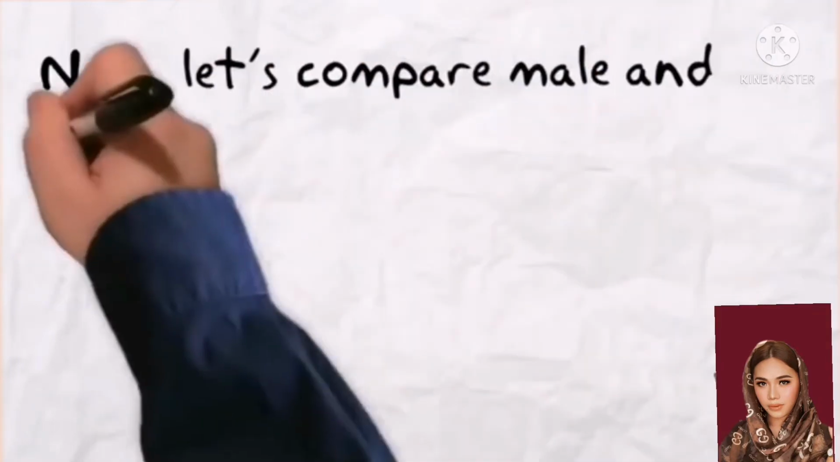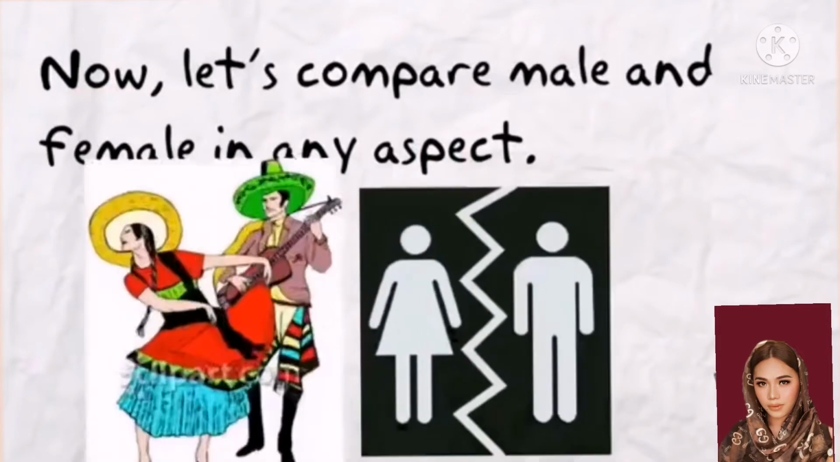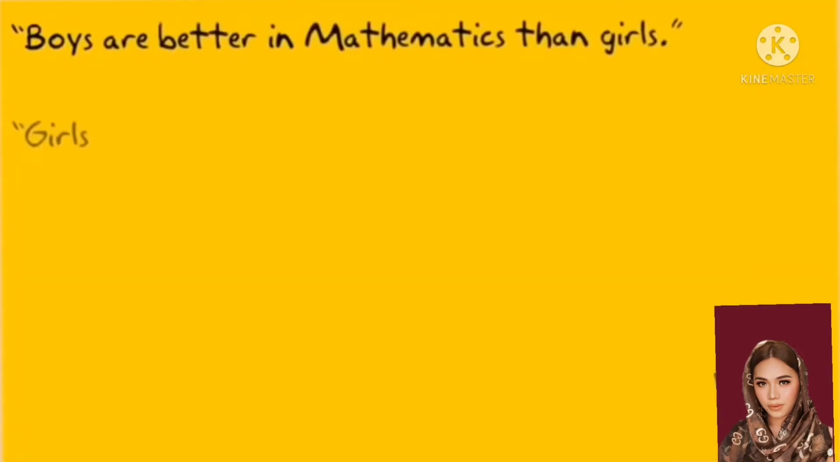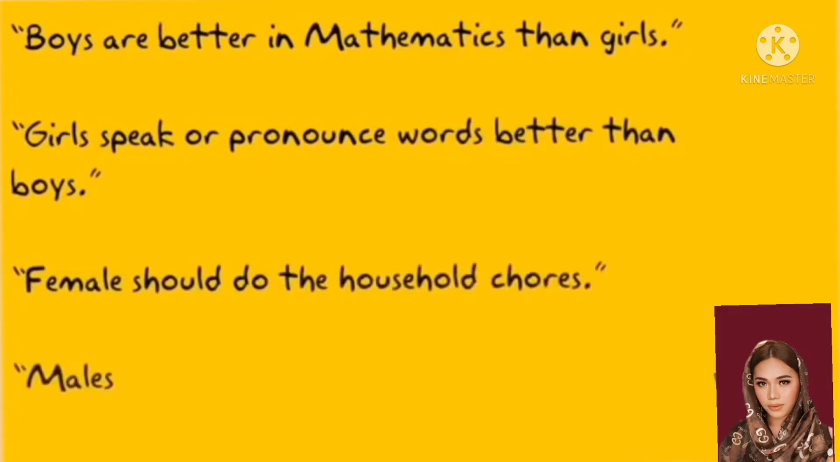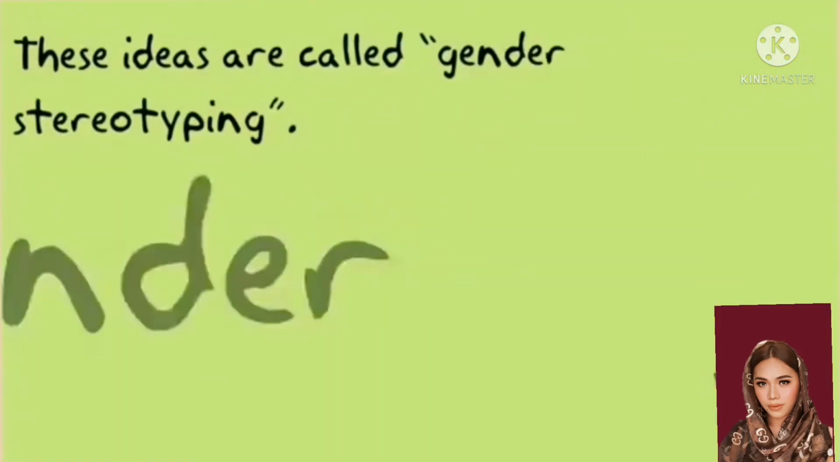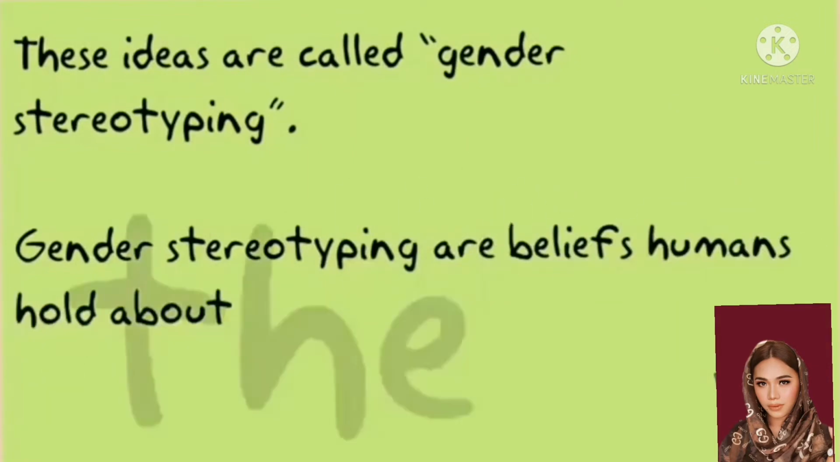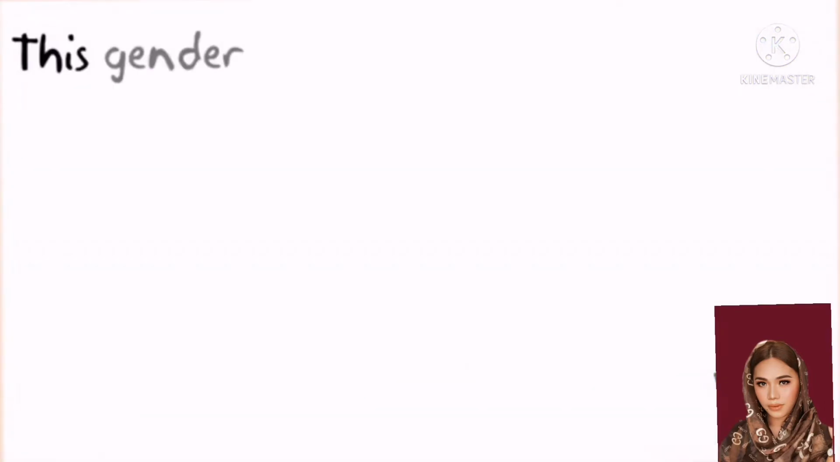Now, let's compare male and female in any aspects. Boys are better in mathematics than girls. Girls speak or pronounce words better than boys. Females should do the household chores. Males are rough, noisy persons, while females are gentle and soft-spoken. This idea is called gender stereotyping. Gender stereotyping refers to beliefs humans hold about characteristics associated with males and females.